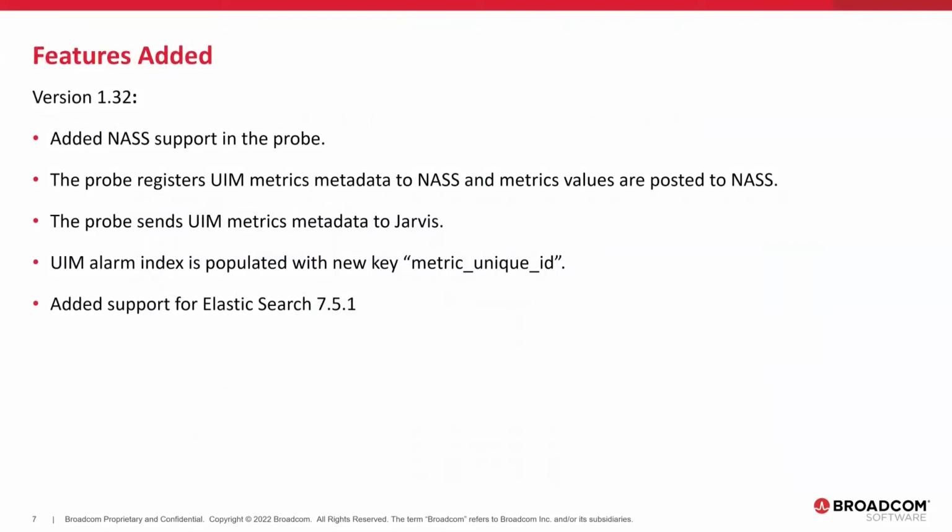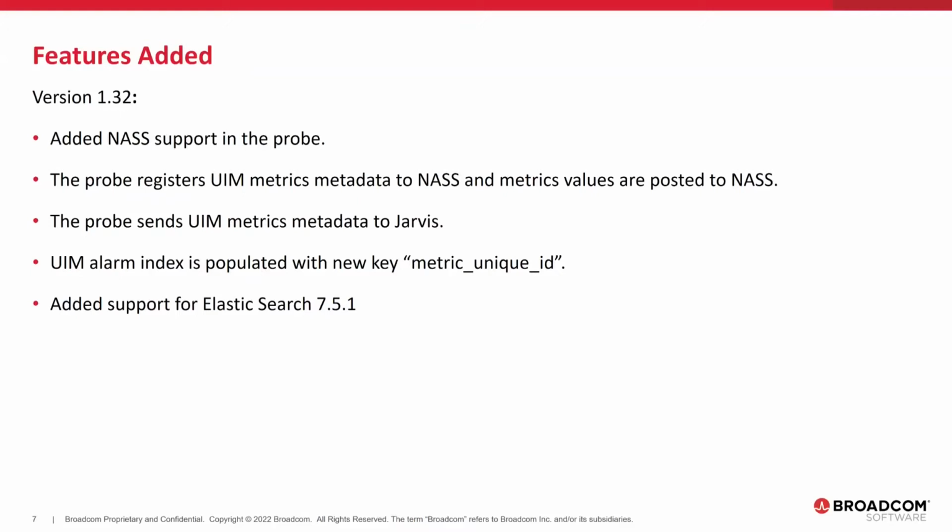With 1.32, the primary capability we added is storing the metrics in the NAS. NAS is basically a component on the OI that stores the metrics, and whatever the metric charts or the capacity analytics that you see on the OI side is all driven from the NAS system. And in 1.32, we basically added a capability to store the metric data into the NAS.